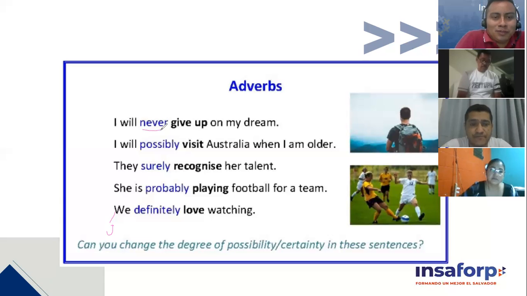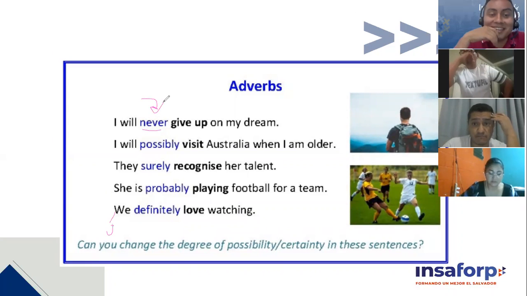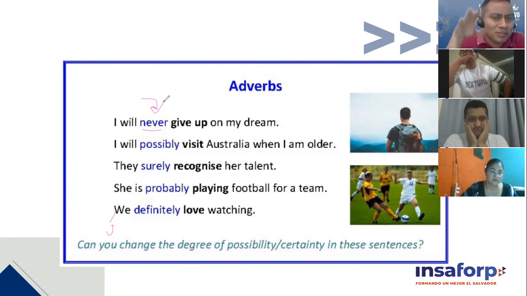Okay. If you were asked to change the meaning of the sentence by changing this adverb, which one would you place? Instead of never, what else can you say? Change the adverb of certainty. Use any other. Surely. Okay. Yes. I will surely give up, but that is the opposite, right? If I say I will certainly give up, you see how one adverb is changing the whole meaning of the sentence? Only by changing this adverb, it is either making it certain to happen or the other way around.